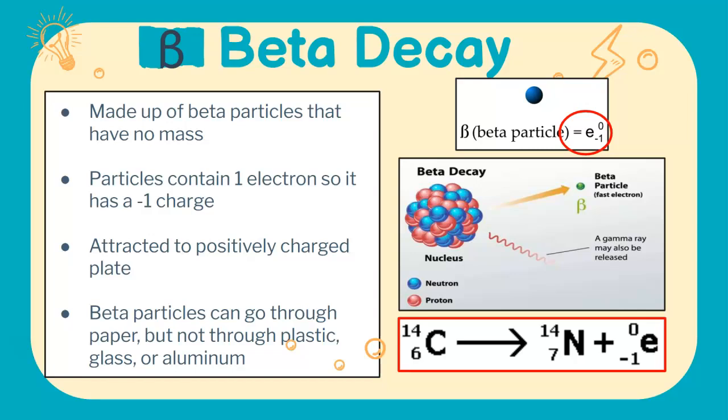Beta decay is made up of beta particles. Beta particles are shown by an e with 0 mass and a -1 charge, meaning that they are attracted to things that are positively charged. Beta particles are able to penetrate paper, but they're not able to go through plastic, glass, or aluminum. An example of a beta decay equation is shown at the bottom. We have C-14 on the left, and on the right, a beta particle is released, so we have that electron with the -1 charge, and it decays into nitrogen-14.